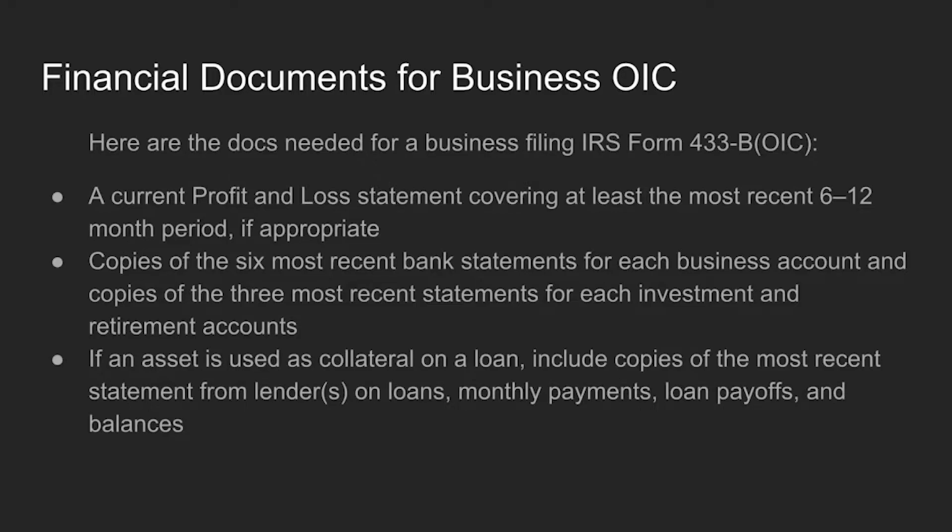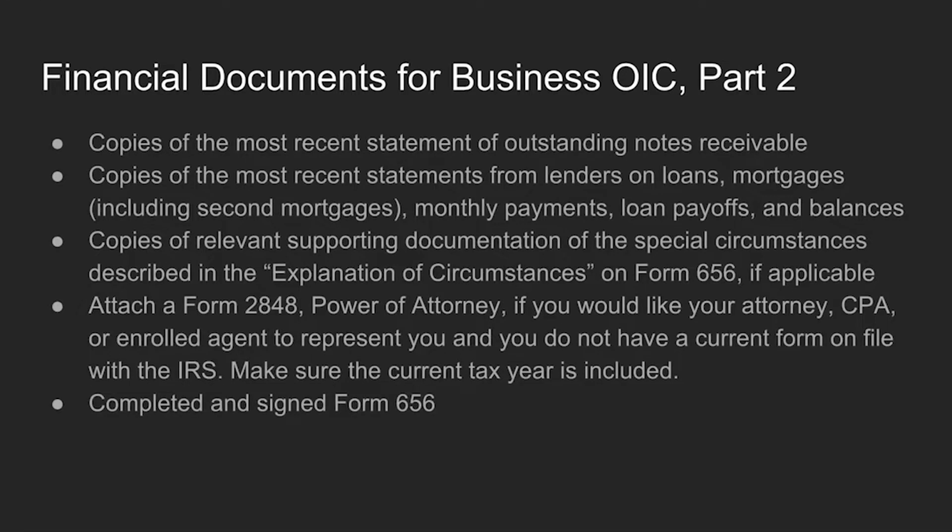I should say, though, investment and retirement accounts, most businesses don't have that. If an asset is used as collateral on a loan, include copies of the most recent statement from lenders on loans, monthly payments, loan payoffs, and balances. Pretty self-explanatory. Copies of the most recent statement of outstanding notes receivable.